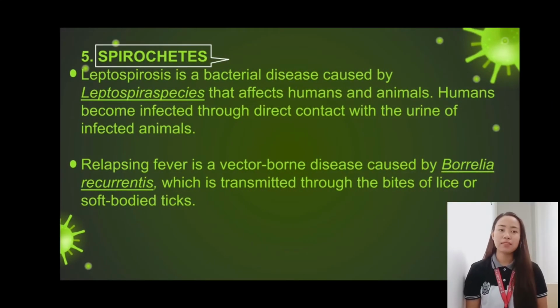The number 5 example of bacteria is spirochetes. Under po nito is leptospirosis. It is a bacterial disease caused by Leptospira species that affects human and animals. Humans become infected through direct contact with the urine of infected animals.